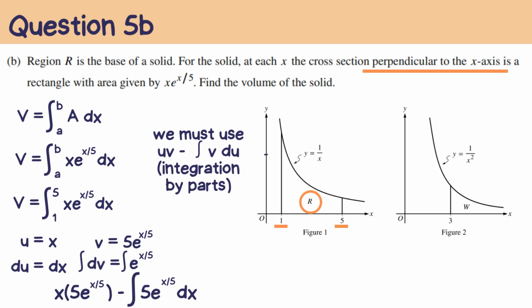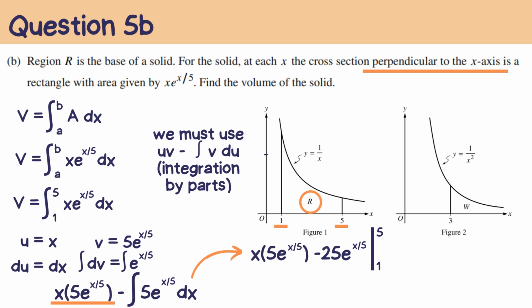Now I'm going to separately solve the integral of 5e to the x over 5. That's going to be 25e^(x/5), and then I'm just going to add in the x, 5e to the x over 5, right in front. And so now we're not quite done yet, because remember that we still need to evaluate the entire expression from 1 to 5. I always forget this part for some reason, so make sure that you don't.